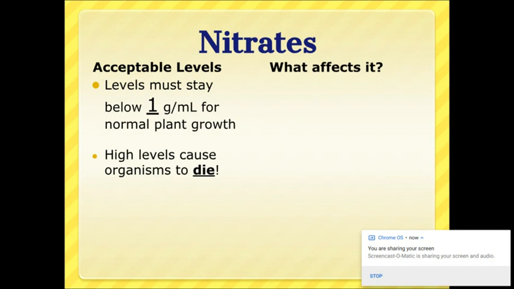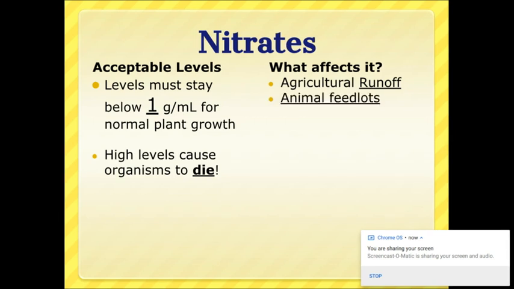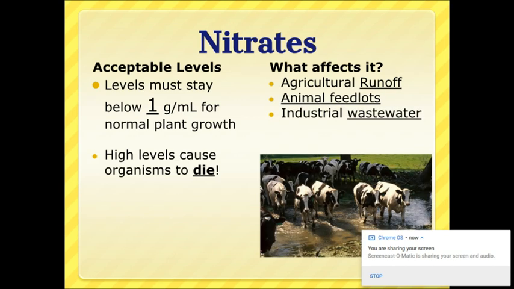Well, how do these nitrates get into our water? Number one, they can come from agricultural runoff. They can come from animal feedlots, lots of animals eating and pooping in the same place, right? And industrial wastewater. Animal waste has a really high level of nutrients in it. Poultry and hogs have very, very high nitrogen waste.